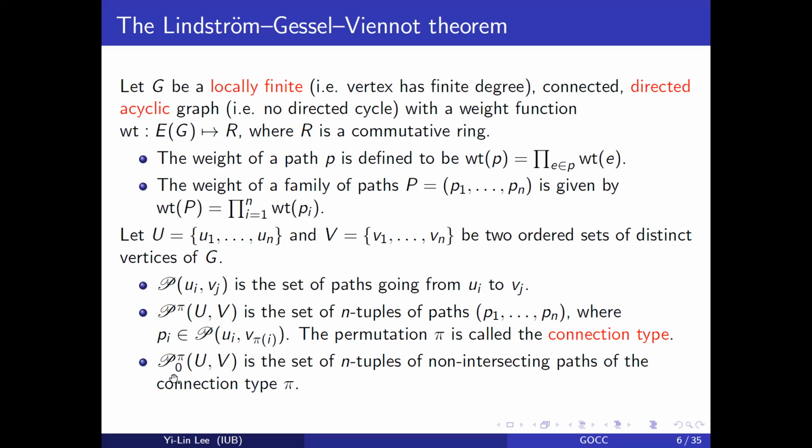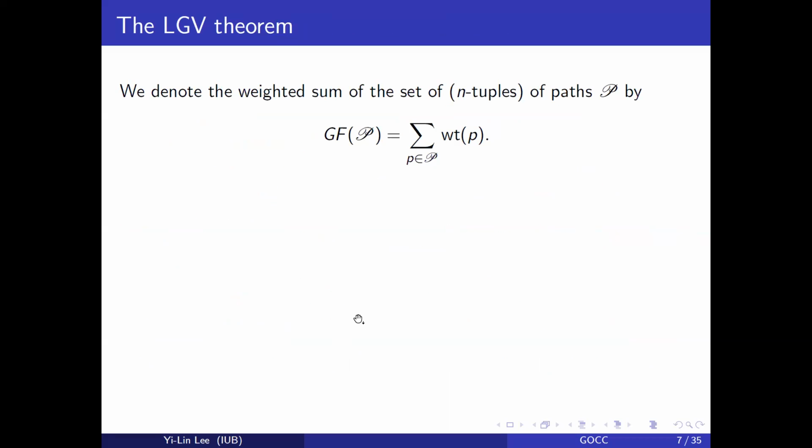And if we have the subscript zero here, it's just a subset. It consists of non-intersecting lattice paths of the connection type pi. And now we not only enumerate the number of paths, we can consider its weighted sum. So here I use the GF symbol to denote the weighted sum of the elements in that set.